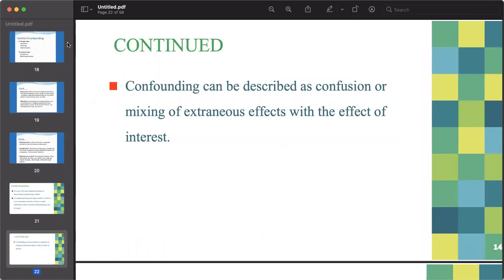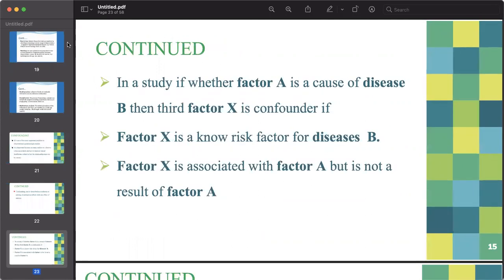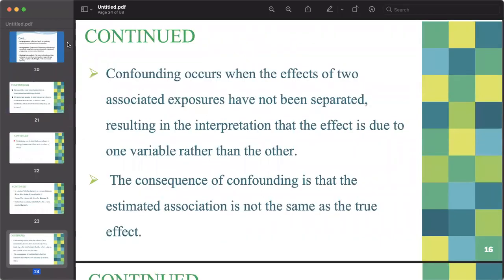Confounding can be described as confusion or mixing of extraneous effects with the effect of interest. In a study of whether factor A is a cause of disease B, a third factor X is a confounder if factor X is a risk factor for disease B, and factor X is associated with factor A but is not a result of factor A.